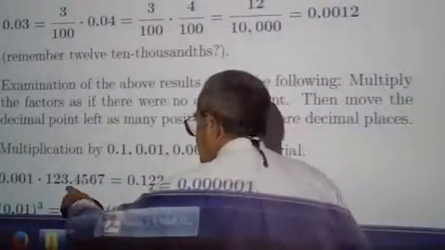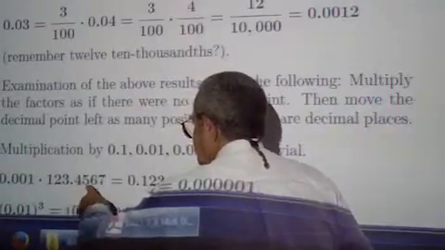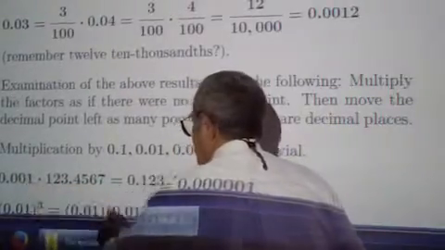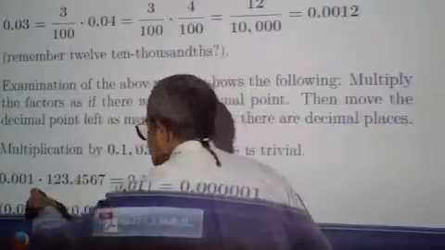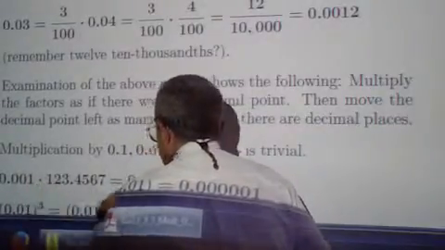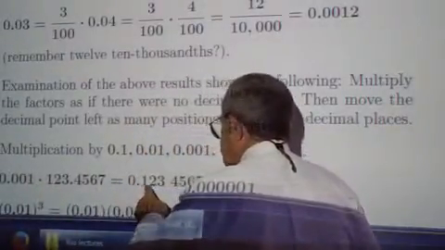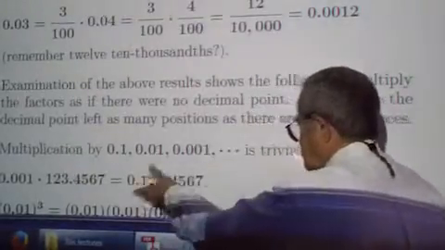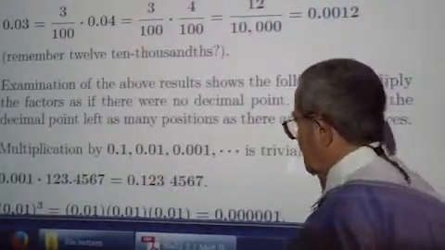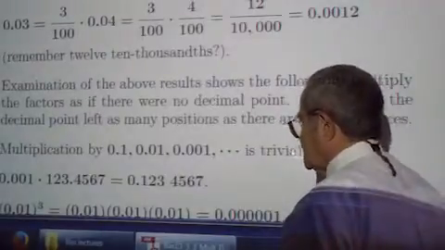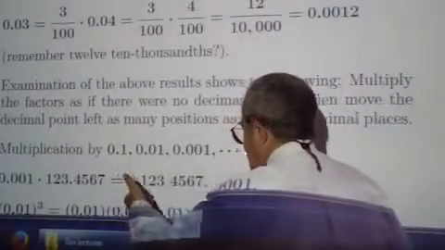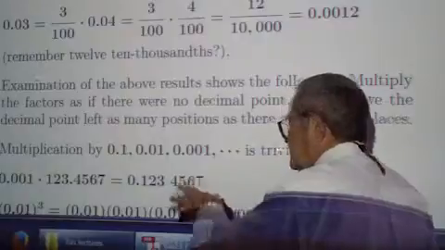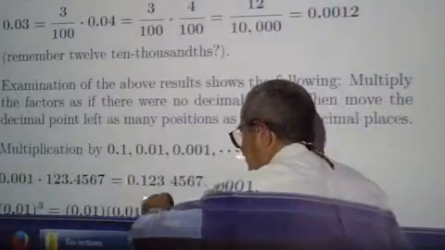So multiply 123.4567 by 0.001. Take the decimal point, move it 1, 2, 3 places to the left. You get 0.1234567. You can decide what you should really call it. It's easier to read it as 0.1234567. If you were to write it, don't write it 0 point blah blah blah.